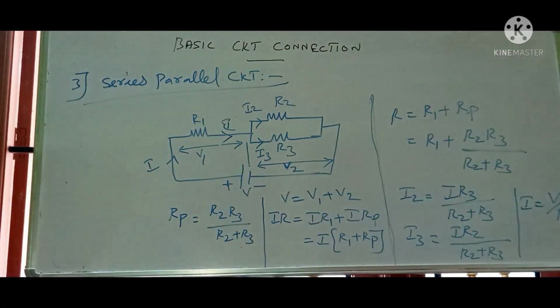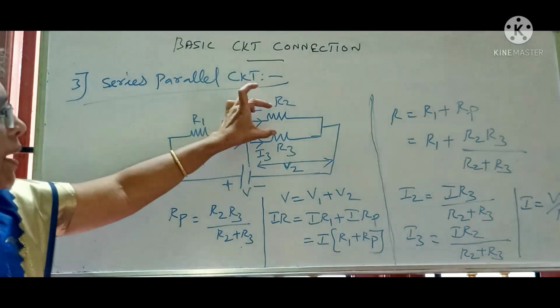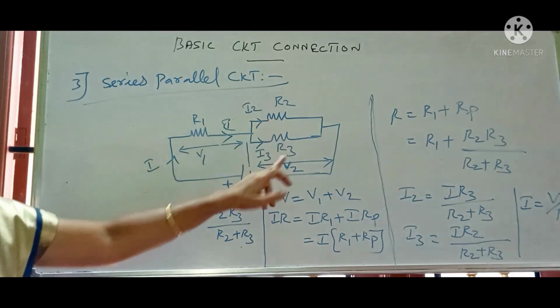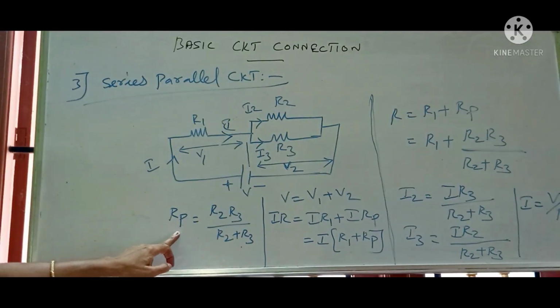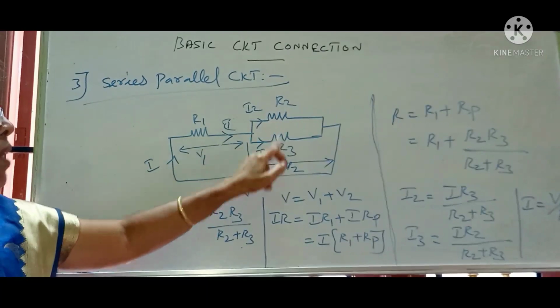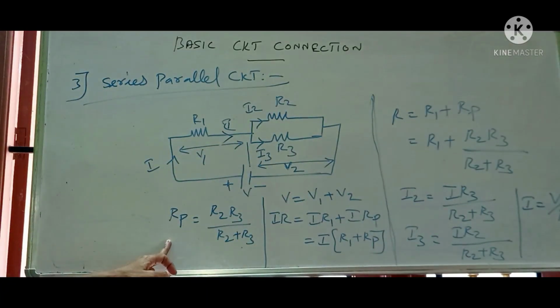So here Rp is the total resistor value in the parallel circuit, where R2 and R3 are connected in parallel form. So the total resistor value is Rp. Rp equals the multiplied value of R2 and R3 divided by the sum of the values of R2 and R3. So Rp, the parallel resistor, equals R2 R3 divided by R2 plus R3.